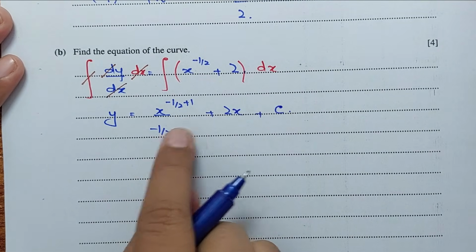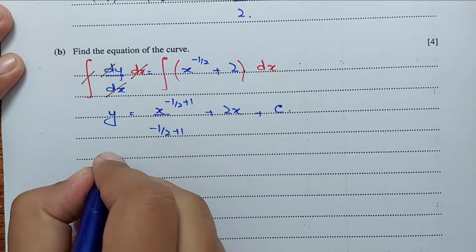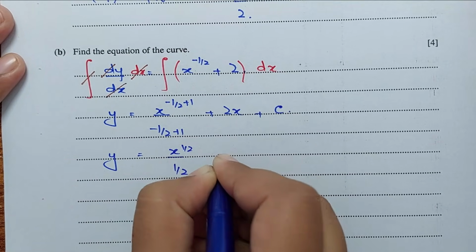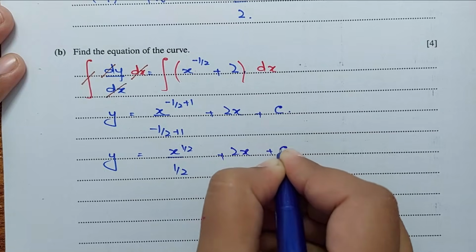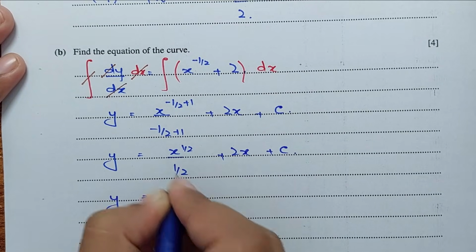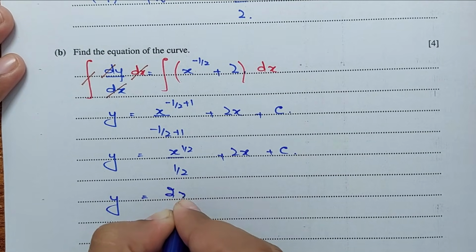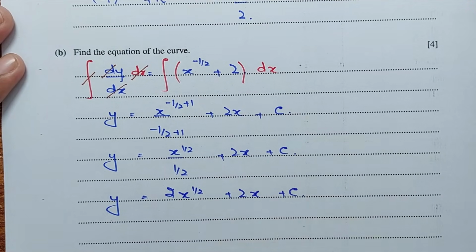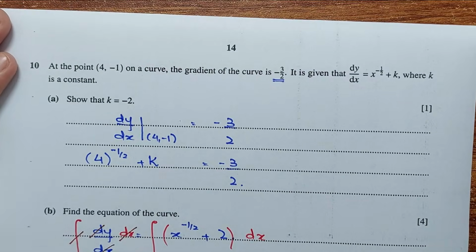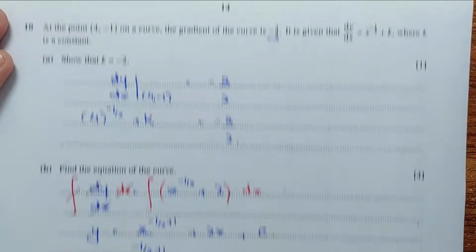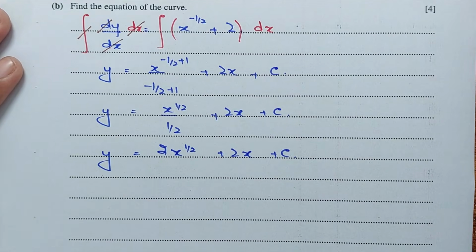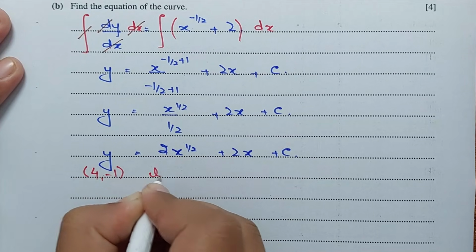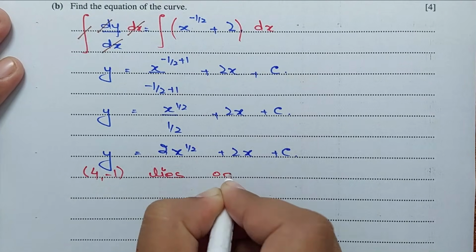Okay, so this is minus 1 by 2 plus 1, which is 1 by 2. So y is x to the power 1 by 2 over 1 by 2 plus 2x plus c. So y is 1 by 2, reciprocal is 2 by 1, 2x to the power 1 by 2 plus 2x plus c. Now to get the constant of integration, we are given that this point is on the curve. So this point lies on the curve, it must satisfy the curve. So we have the point 4, minus 1 lying on the curve.